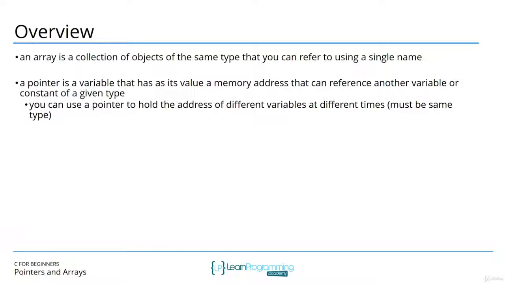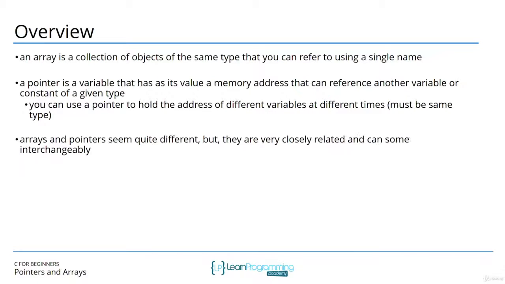A pointer is a variable that has a memory address as its value, and it can reference another variable or constant of a given type. We also should at this point be pretty clear on what a pointer is. It just holds a memory address. You can use a pointer to hold the address of different variables at different times, but you have to have the same type. An int pointer has to point to or store the address of an int type.